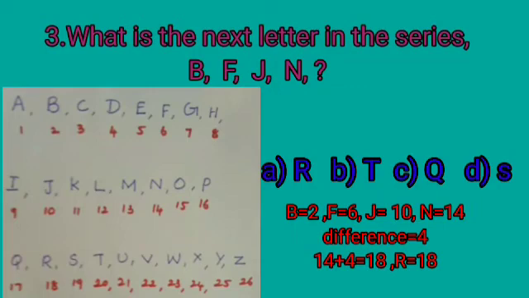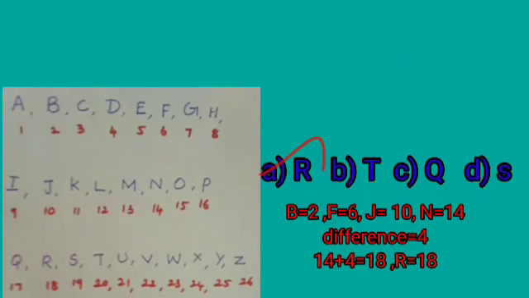So the answer is 14 plus 4 equal 18. So which is R? So R equal 18. So answer is R. So which option is correct? A option is correct.